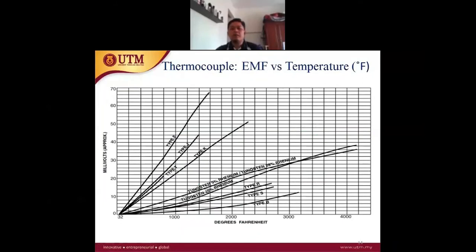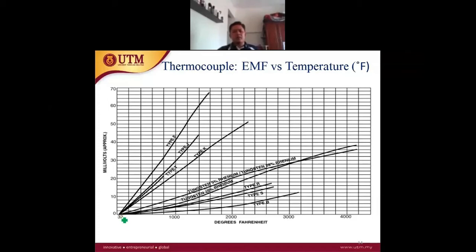So this is the output comparison between different types of thermocouple. This chart shows the EMF, or the voltage output, versus the temperature in degrees Fahrenheit. The comparison between the thermocouples is tabulated and shown in this graph in terms of the response. You can see this response starts at 32 degrees Fahrenheit, which is around 0 degrees Celsius.